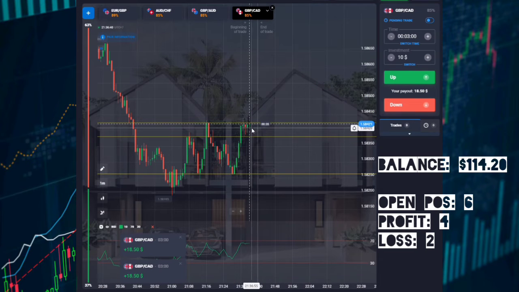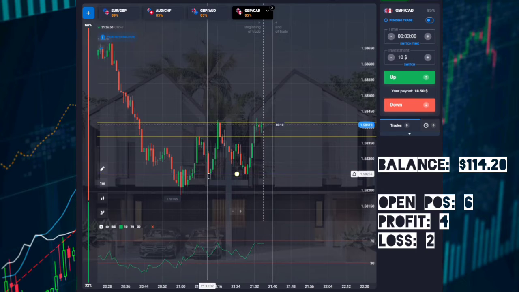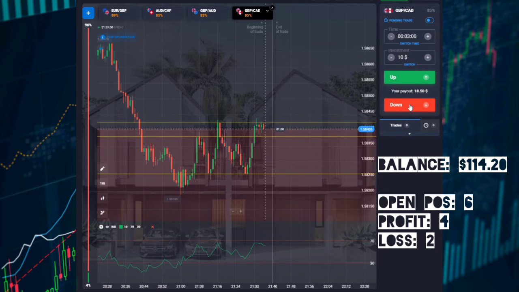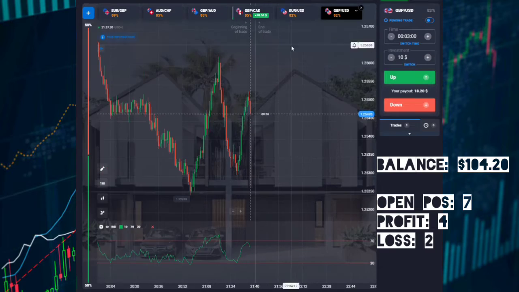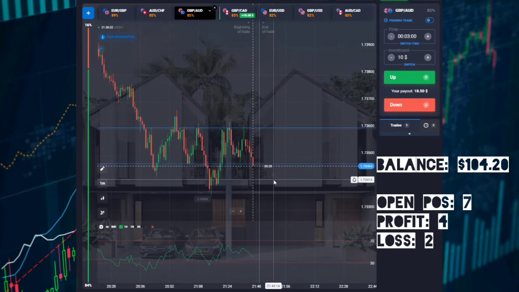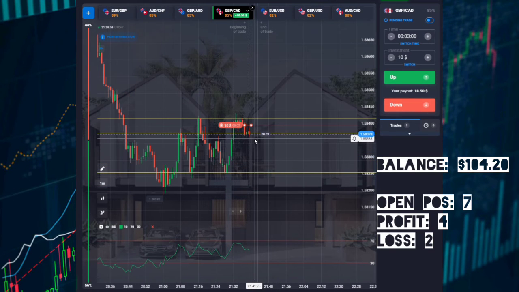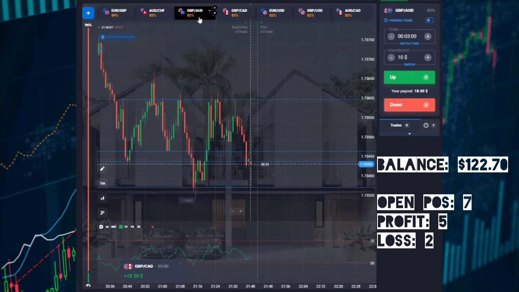There you go, that's 2 profits. Oh, I missed it. That's okay, that's profit. That means I have opened 6 positions and 4 profits and 2 losses. Now I think this one can still go down, so I'm going to open another position there. This one looks good. Let's see if I can still make profit of this. Yes, very nice. That's 5 profits and 2 losses.